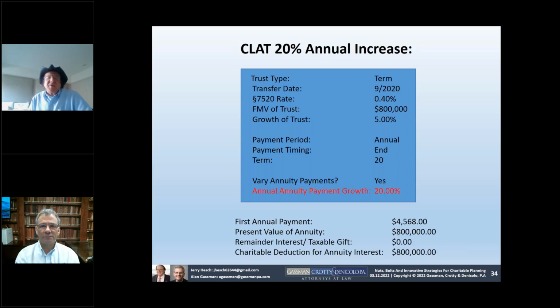But let's change the assumption so that the charitable annuity will start low and increase by 20% a year over 20 years. But I still basically have a value of the charitable annuity being the same 800,000, so the taxable gift to my children is zero. Now remember, in the previous example where you had level annual payments, a little over 700,000 went to the children. So let's look at the next slide.